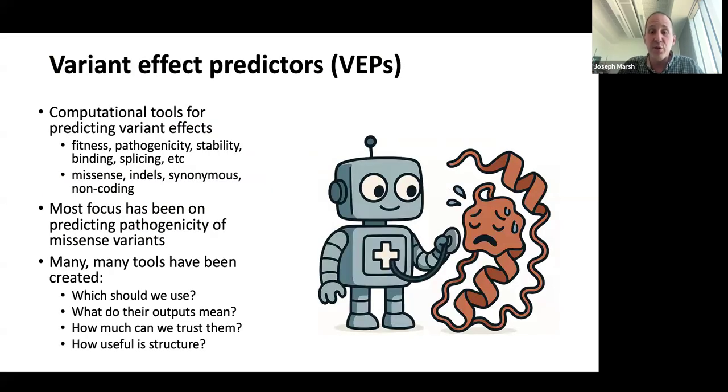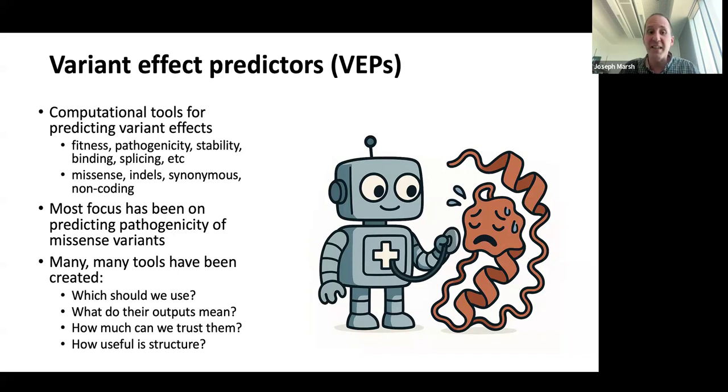Variant effect predictors, or VEPs, have different names. Sometimes people call them variant impact predictors or computational scoring tools or pathogenicity predictors, but the field is converging on variant effect predictors as a generic term to refer to these methods. They're basically just computational tools for predicting variant effects. And there are many different types of variant effect predictors. You can predict properties like fitness or pathogenicity, biophysical properties like stability or binding, or impacts on splicing.